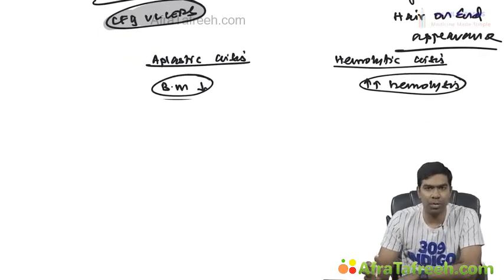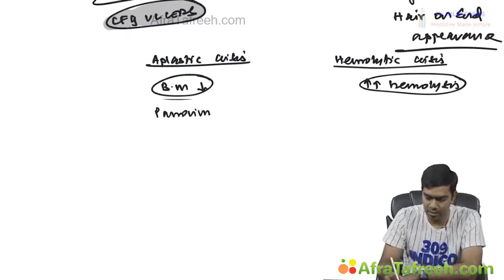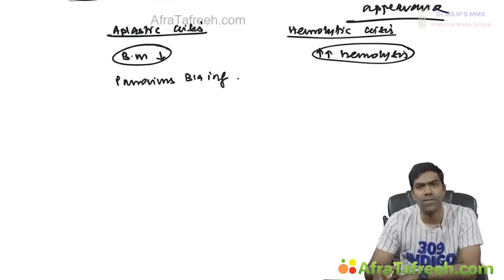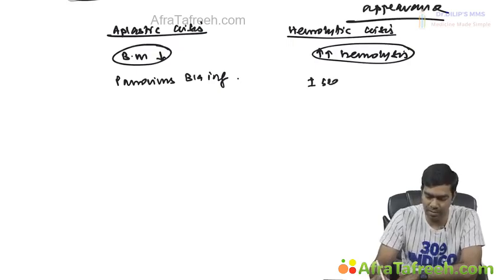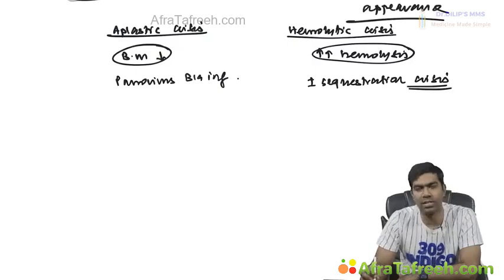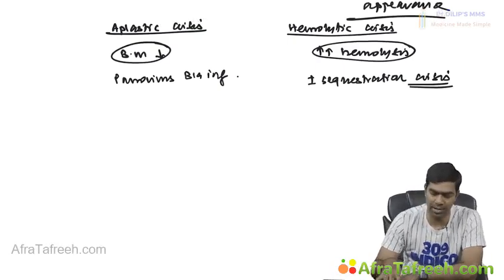So why does the bone marrow suppression happen? This is typically due to parvovirus B19 infection. That is the reason why they go for aplastic crisis. And in hemolytic crisis, what is the problem? Why do you suddenly have increased hemolysis? Many times the patient will have an associated sequestration crisis, typically splenic sequestration. But any other thing can provoke accelerated hemolysis.